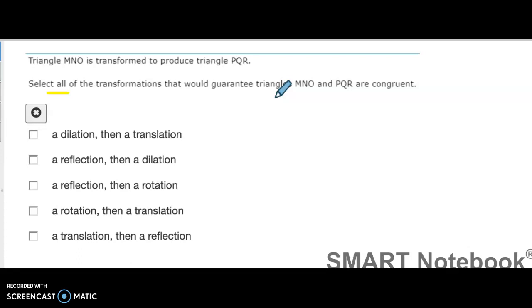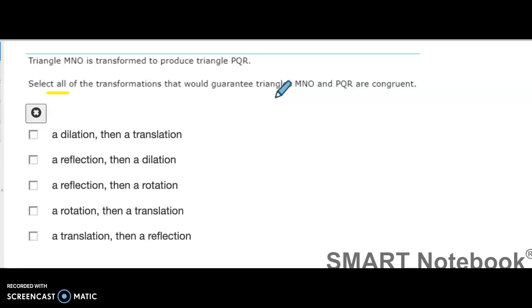So remember, if two figures are congruent, that means they're the same size and they're the same shape. A rigid motion is a transformation that results in congruent figures. So we learned about 4 transformations. 3 of them are rigid motions, and those 3 would be reflections, rotations, and translations. None of those 3 transformations change the size of a figure.